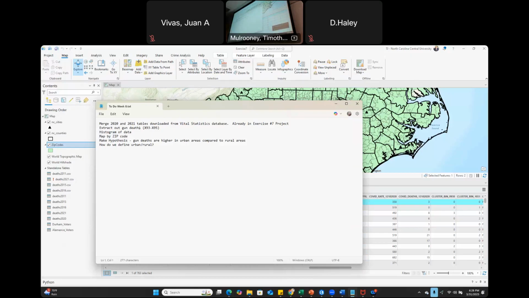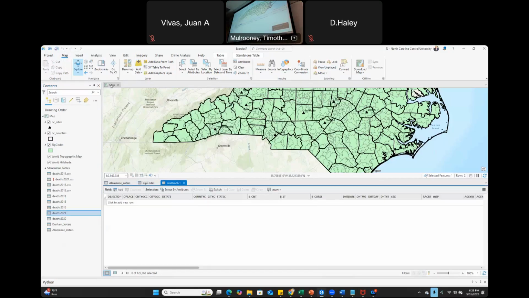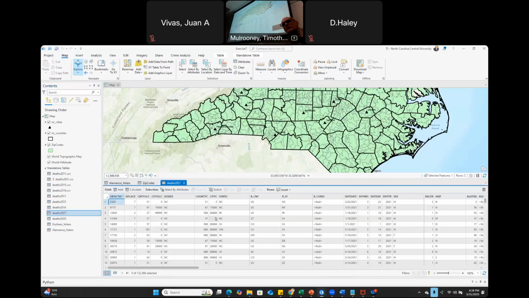And so I'm going to say gun deaths in 2020 and 2021, because it was the most recent years. We don't have the 2022, 2023, 2024 data sitting out there yet. So when I right mouse click and click on deaths 2021, this is a list of all 122,000 people who died in the state of North Carolina in 2021. It doesn't have their address.